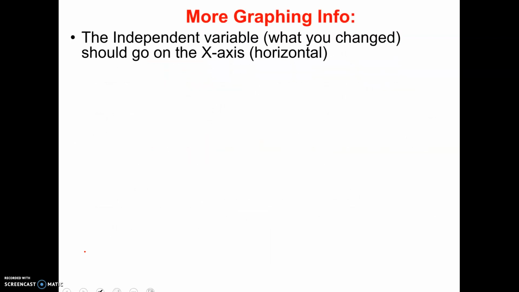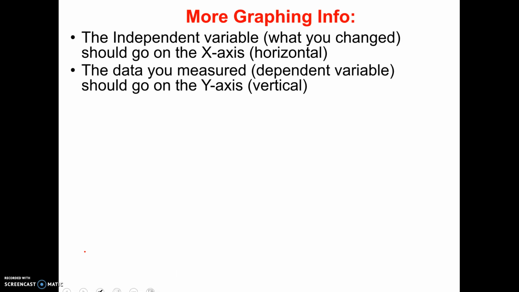All right, so more about graphing. Your independent variable, again, what you are changing in your experiment, is going to be your x-axis. Remember, that's your horizontal line. Your dependent variable, your data, is going to be your y-axis, your vertical line. You cannot just put either variable on either axis. We actually did this in class today, and some people had these flip-flopped. When you do that, your data actually won't make a lot of sense.